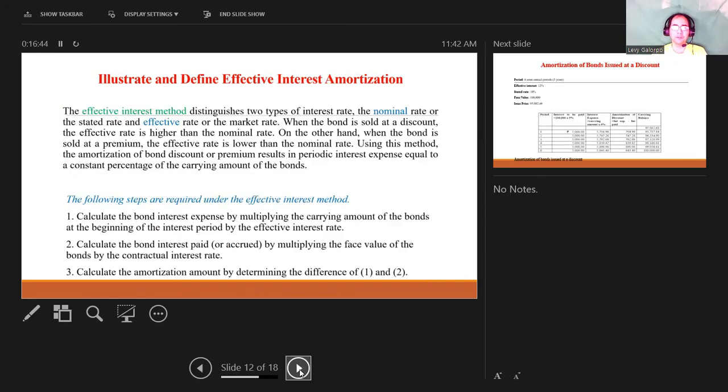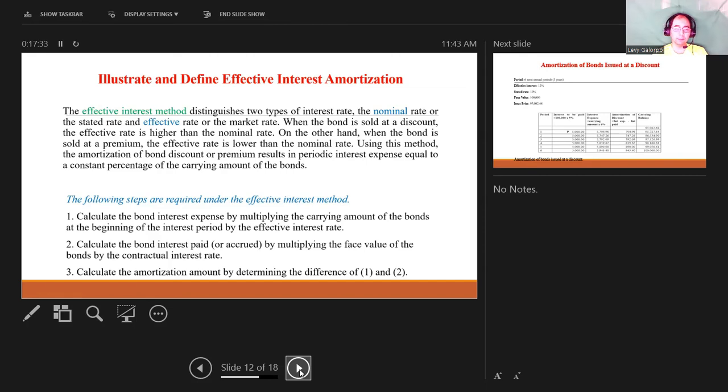105,242. The effective interest method distinguishes two types of interest rate. The nominal rate or the stated rate and effective rate or the market rate. When the bond is sold at a discount, the effective rate is higher than the nominal rate. Tandaan yan, class. When the bond is sold at a discount, the effective rate is higher than the nominal rate. On the other hand, when the bond is sold at a premium, the effective rate is lower than the nominal rate. Using this method, the amortization of bond discount or premium results in periodic interest expense equal to a constant percentage of the carrying amount of the bonds.